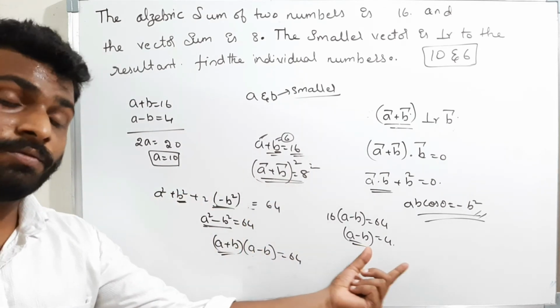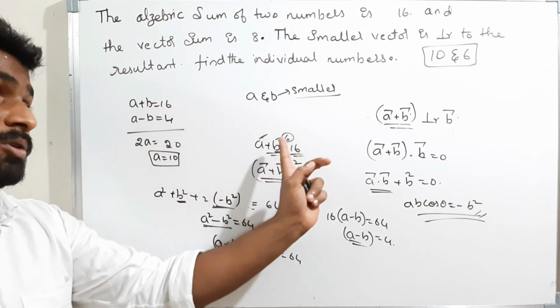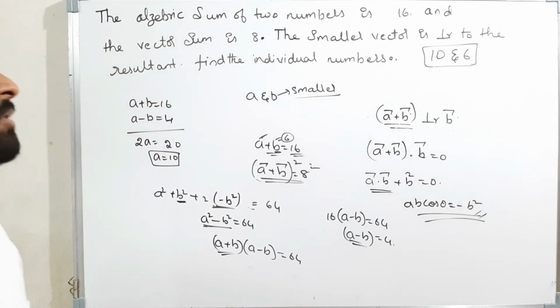If a minus b is equal to 4, then add them. A plus b is equal to 16, a minus b is equal to 4. Therefore, a is equal to 10 and b is equal to 6. Therefore, the two numbers are 10 and 6. That's all. Now, okay, we will see one more question.